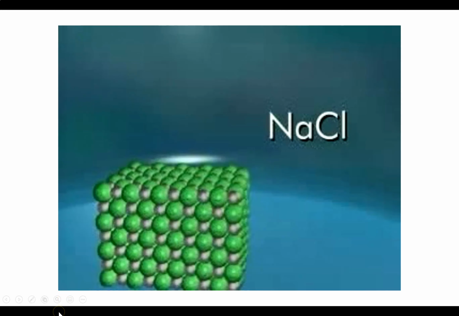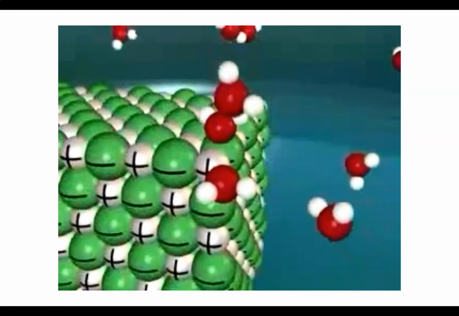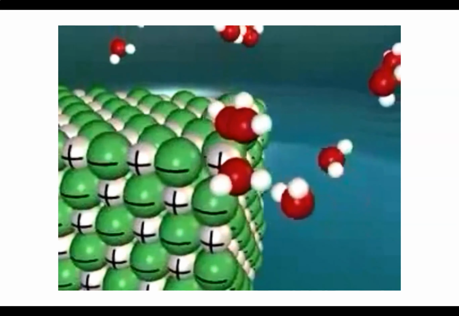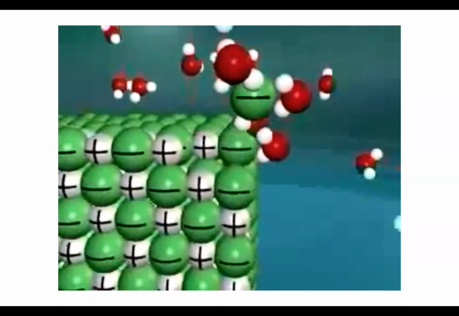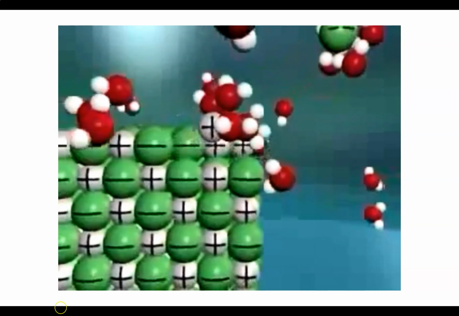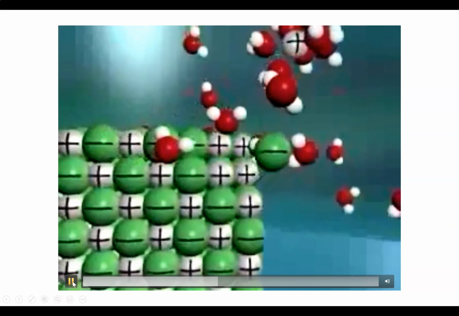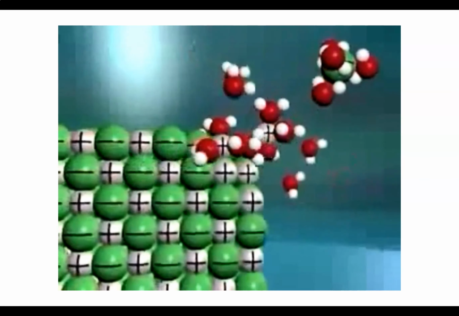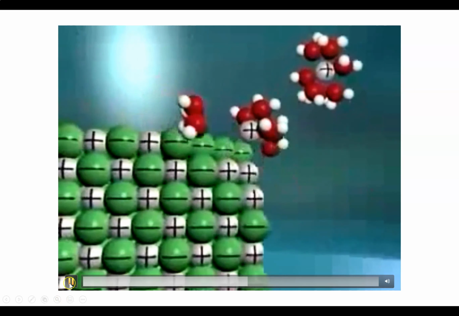When an ionic substance, such as sodium chloride, is placed in water, water molecules interact with the ions on the surface. If the salt is soluble, the attractive interactions with water molecules overcome the ionic attractions within the lattice. The solvated ions move off the surface and become separated in solution.